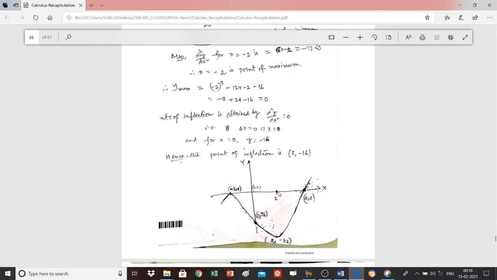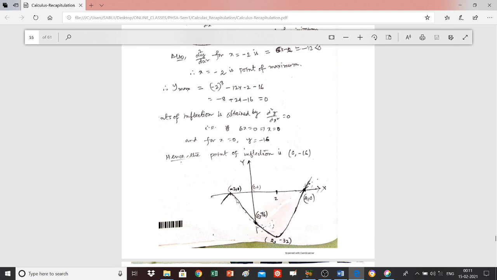See here the points of intersection are (4, 0) and (minus 2, 0). So this point and this point, and the point of inflection is this (0, minus 16). You just have to connect them, and this is the point of inflection.